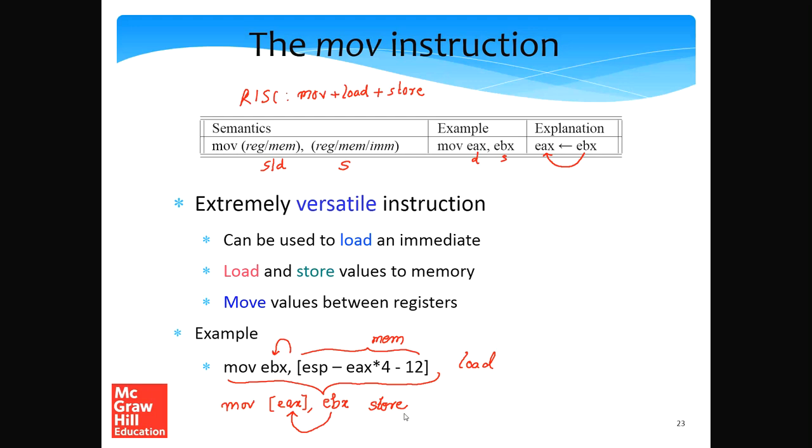And every memory operand will have the following form. It will start with a left square bracket, end with a right square bracket, and the value of the memory address will be specified within the brackets, where we can have a base register, a scaled index, and an offset. And in x86 parlance, an offset is known as a displacement.